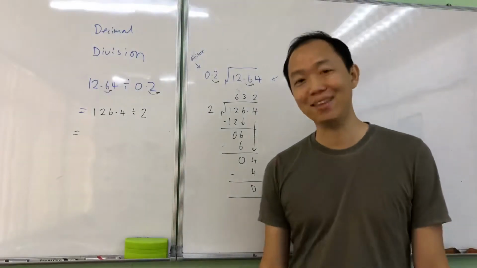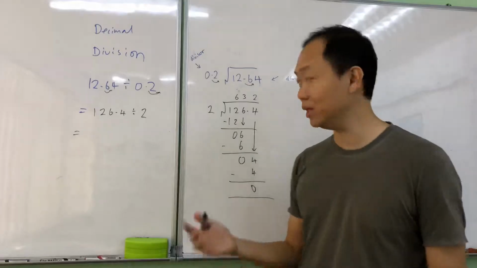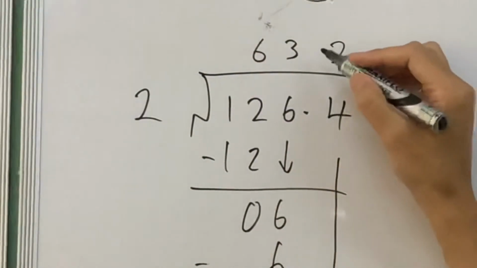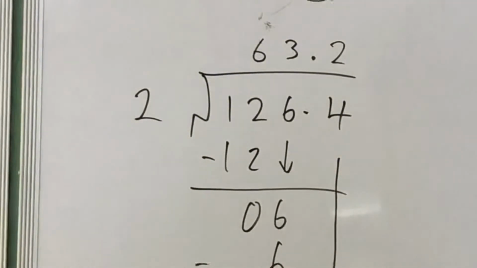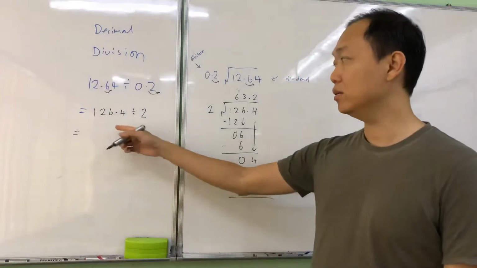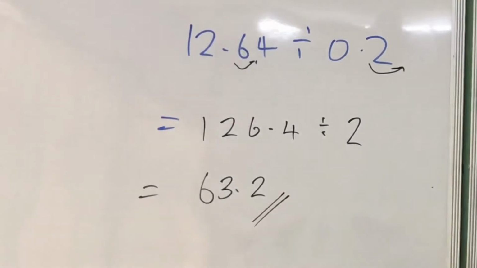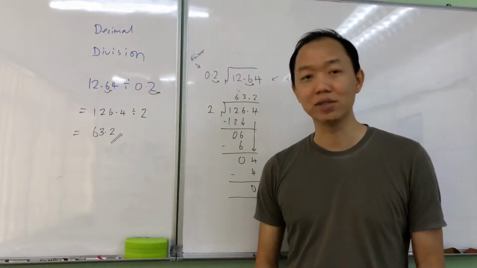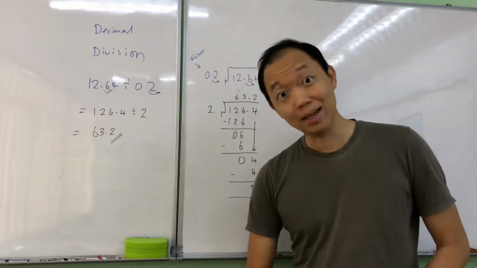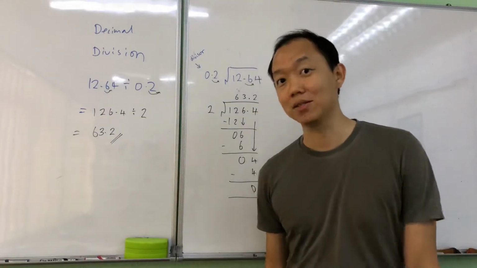But don't forget that you actually still have a decimal place, which is right here. You have to bring it up. So this tells us that the answer is just 63.2. This is how you divide when there are decimals. Remove the decimal. That's it.